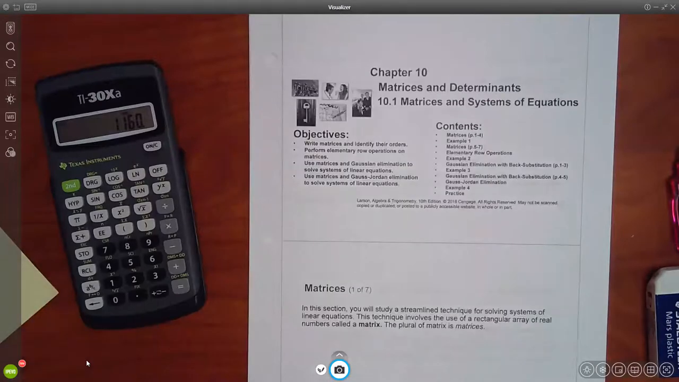Okay, now we finally get to talk about matrices. Finally, right? Well, this is the last chapter in the whole book.